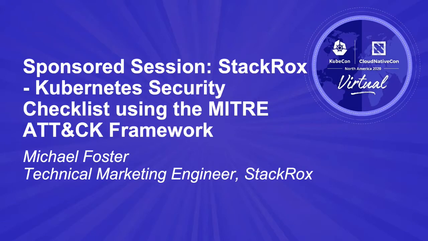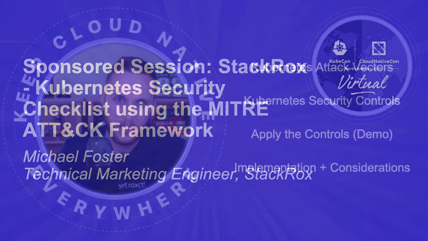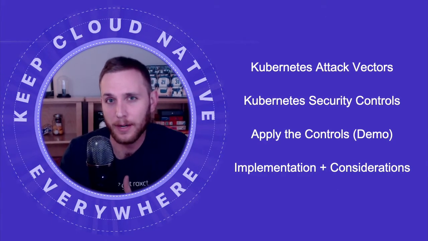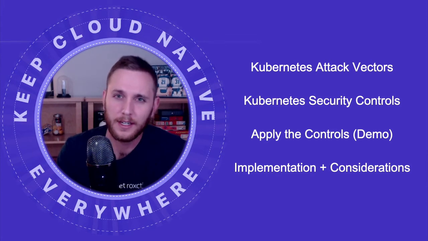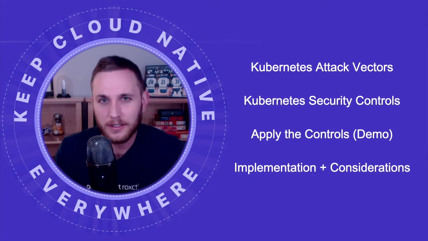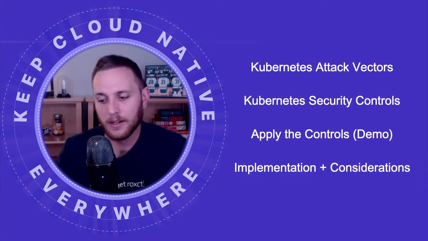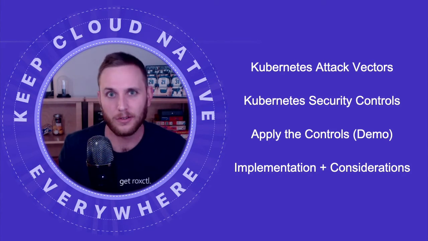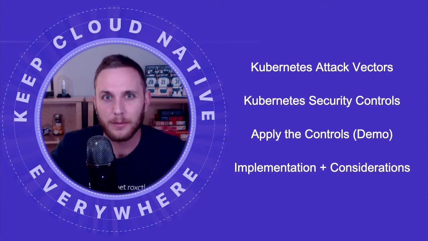All right, so I have 15 minutes to get through a lot with you guys. So I'm going to start off by talking about the Kubernetes attack vectors, and this is specifically through the lens of the MITRE ATT&CK framework. Then I'm going to get into some Kubernetes security controls. We're going to demo a few just simple techniques that you can use to secure a cluster. And then lastly, I'm going to talk about how we apply those techniques in a way that makes sense for the developers and the admins and the organization as a whole, how we can balance security risks and still keep developer speed up.